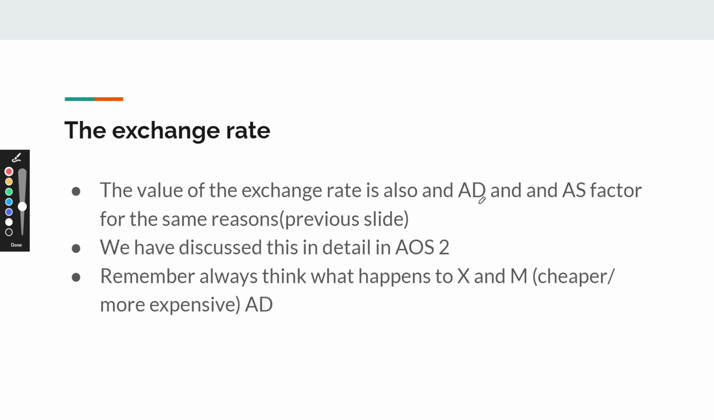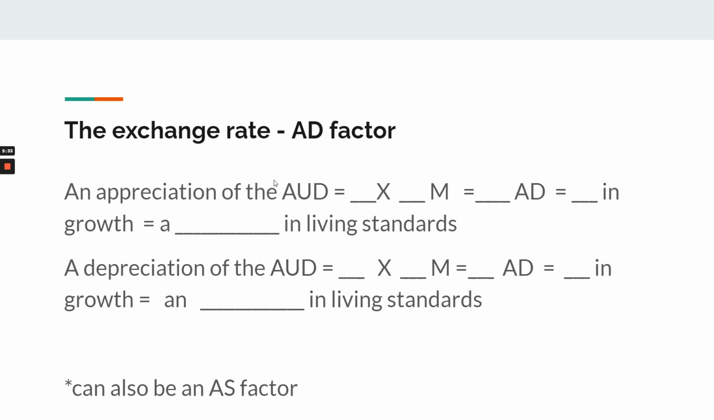And your job, particularly when you're looking at it from an aggregate demand side, in fact, only when you're looking at it from an aggregate demand side, is to think what happens to exports and imports. One always becomes cheaper, one always becomes more expensive. One will go up and one will go down. And so use that rule to help you, but go back and have a look if you need to. There's a little slide here for you to go through.